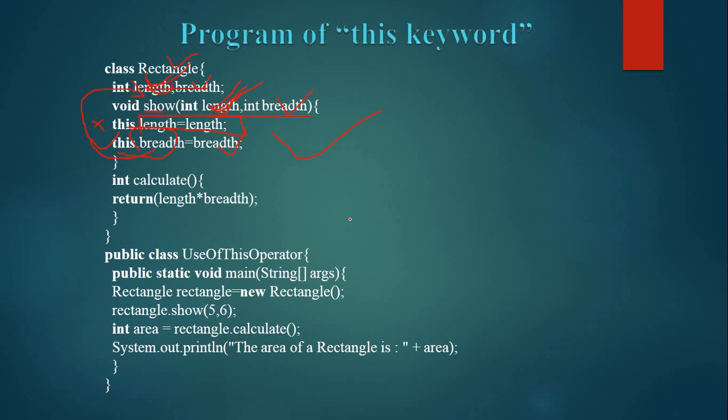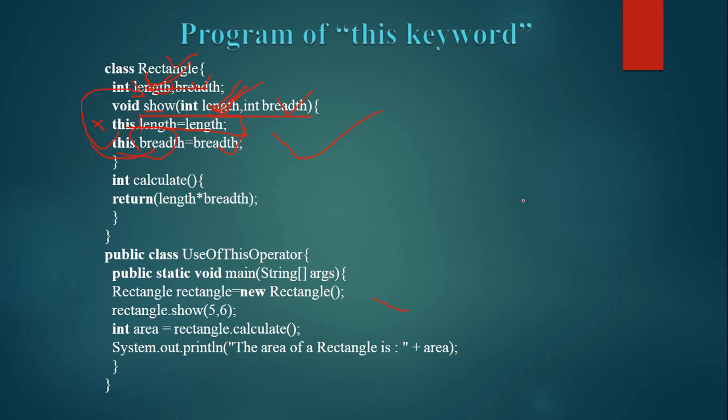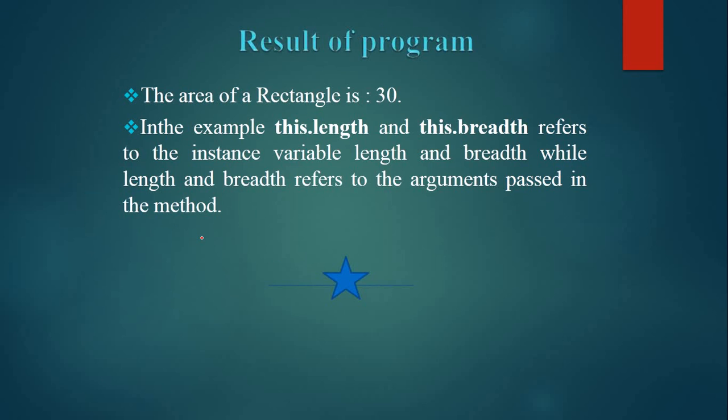So the result of the program will print the rectangle area as 30. If we pass 5 and 6, then 5 will be assigned to this variable and 6 will be assigned to this variable. So 5 into 6, 30, will be computed here and it will be printed by this area. So this is the use of the this keyword.